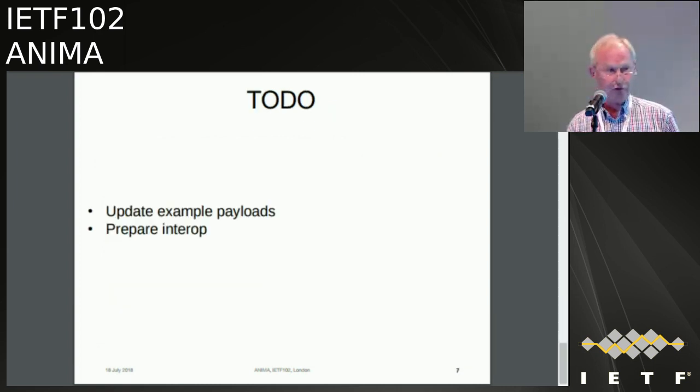What do we have to do for this draft to make it a draft which can be used for interop and all that? So we have to update the example payloads. Given that we are working also on implementation, I think once we have the implementation, the example payloads will come in, and we have to prepare an interop. We are quite optimistic about the progress of this draft. Thank you. Okay. Any questions?